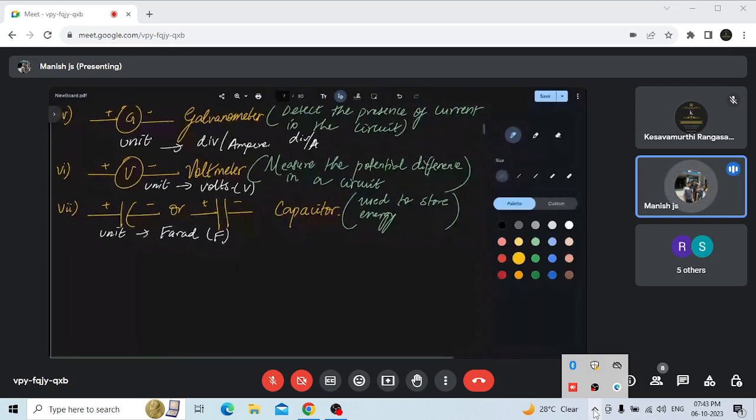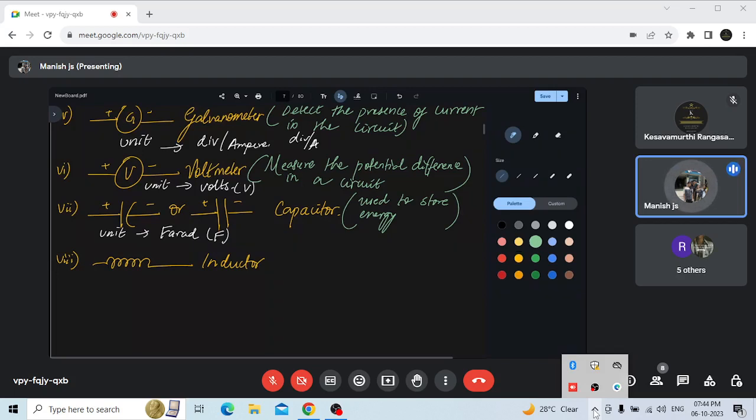Fine. Moving on to the next one, the eighth one. What is this called? Solenoid, sir. That's correct. Solenoid coil is fine. We call it an inductor. Solenoid is basically when you have an iron core inside. Okay, it is an inductor.